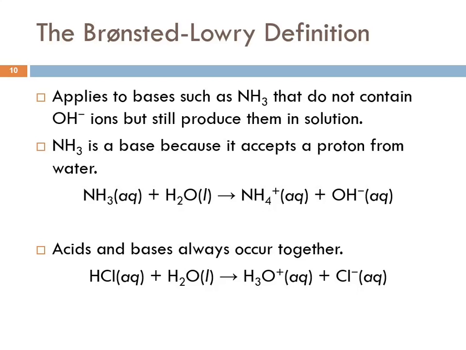The Bronsted-Lowry definition also applies to bases such as NH3 that do not have OH- ions in them. Many of the bases are metal hydroxides, but there are other things that are also bases that do not contain hydroxide ions. So ammonia is a base because it accepts a proton from water. Put ammonia in water and it will accept a proton, becoming the ammonium ion, and after the water donates the proton, it becomes a hydroxide ion. So with the Bronsted-Lowry definition, acids and bases always occur together. Because if someone's going to accept a proton, someone else must be donating a proton. Protons do not appear out of nowhere, just like babies don't appear out of nowhere.